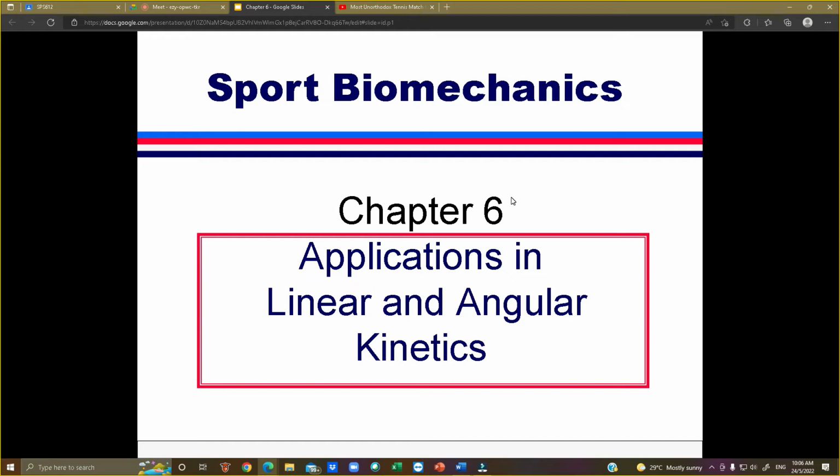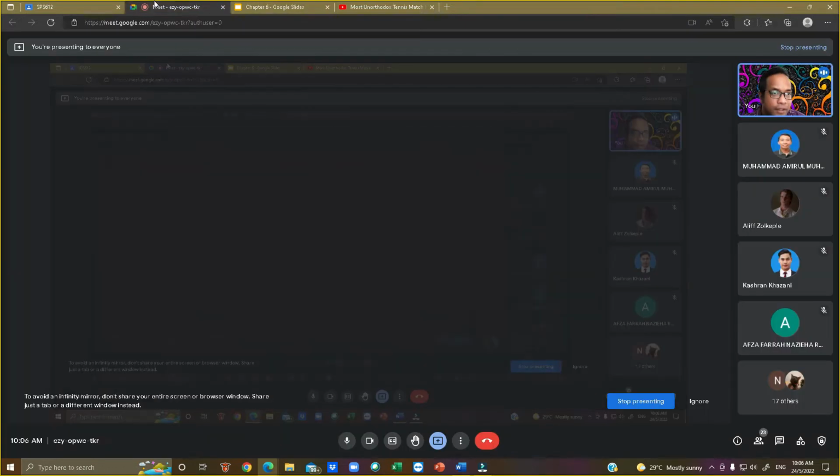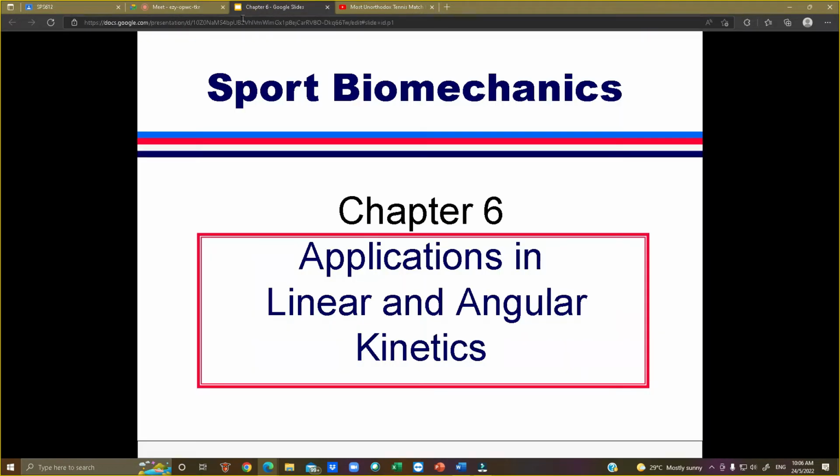Okay, ni topik kita hari ini. Alright, today we are going to talk about application in linear and angular kinetics. Okay, kita cerita tentang kinetics, or we are going to talk about the action of force.